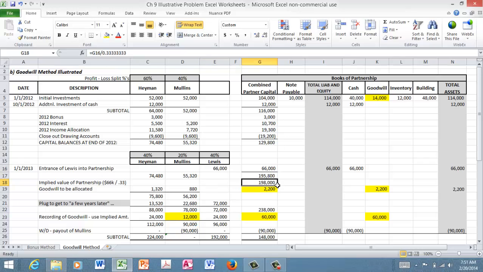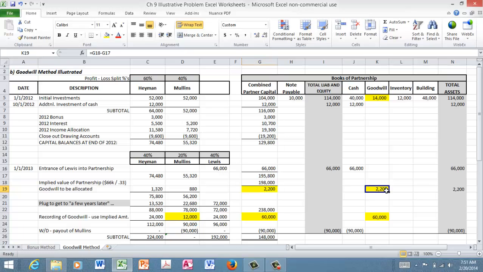$66,000 divided by 1/3. Well, after that money comes in, the combined partnership balance, you can see here, is $195,800. I've got a difference of $2,200. I don't want to call it a shortfall because it's actually a good thing. What is that? Well, apparently the partnership has grown, has gotten a better reputation, and maybe even Lewis is bringing something to the table.